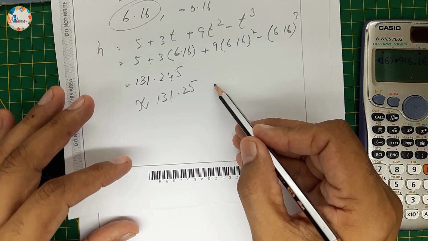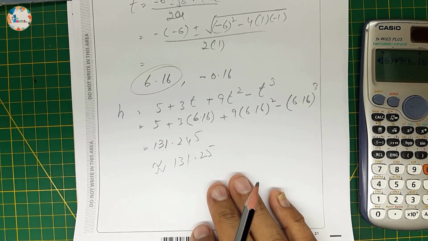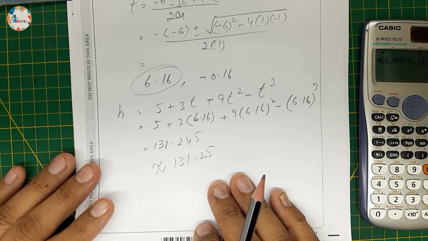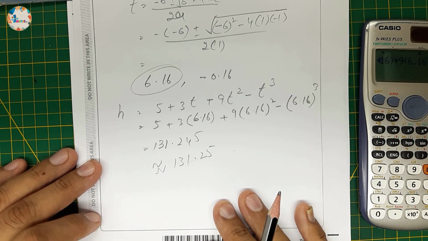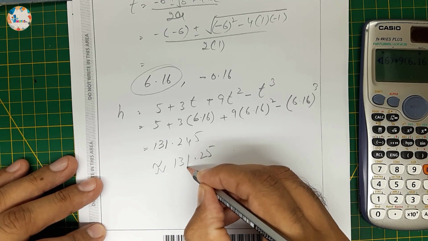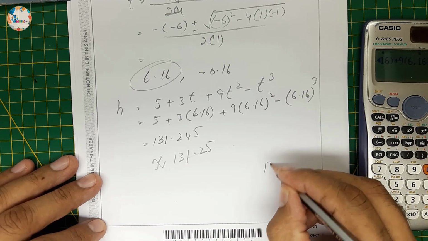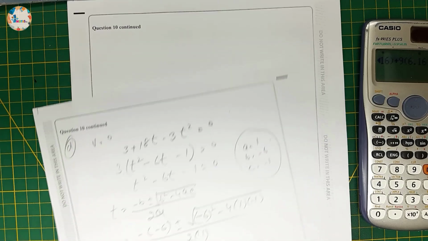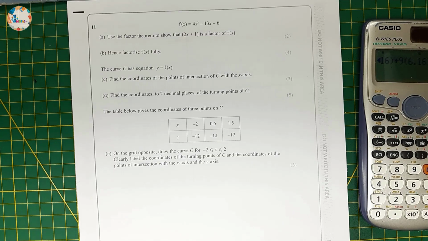So this will be our final answer. They are saying basically in the question, find the total distance to the nearest meter traveled by the rocket at the instant it hits the ground. So the nearest meter will be 131 meters, that will be the answer. So this will be our final answer. This question number 10 is basically done.